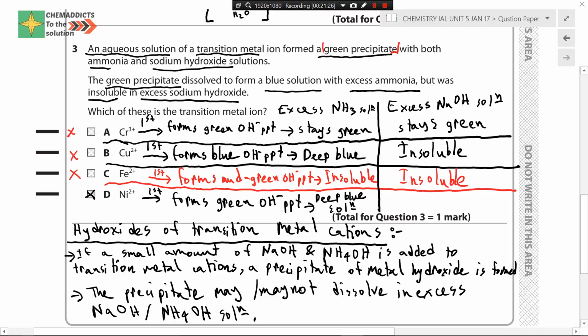So on further adding excess sodium hydroxide solution, this green hydroxide precipitate is insoluble with excess sodium hydroxide solution. See, only this answer, only this nickel 2 plus metal cation, matches with the conditions given in the question.